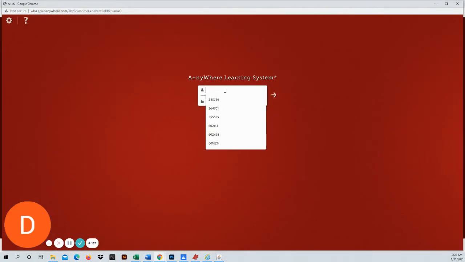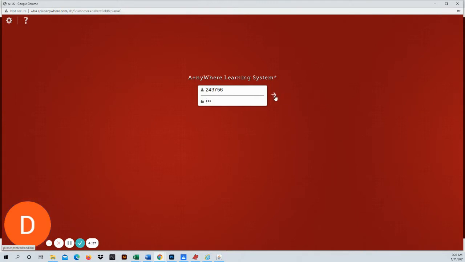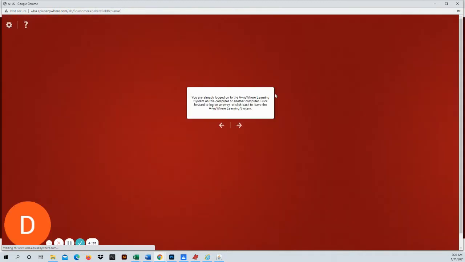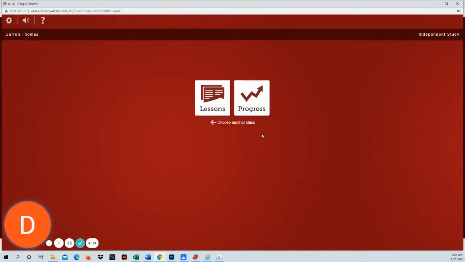in. So I put in my UID number and my password, which is the last 3 of the UID number. And this will bring us into our class. Click the forward arrow and we're all set.